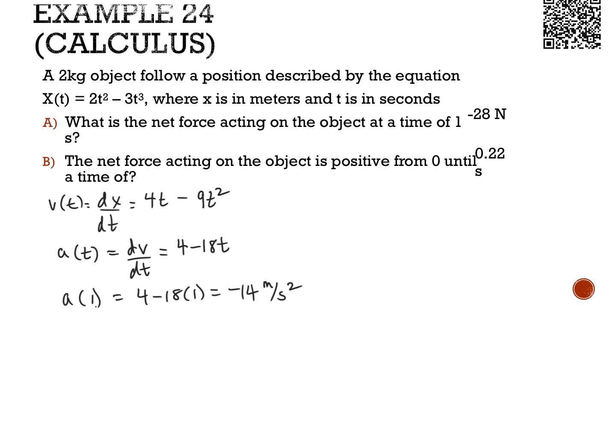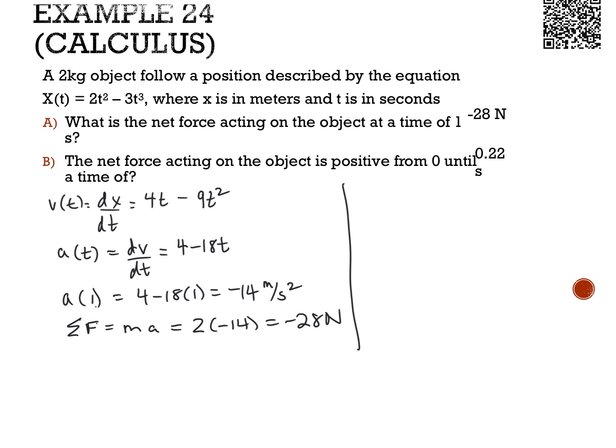So the net force acting on that at 1 second, if you've got a 2 kilogram object, is just going to be the mass times the acceleration. So you've got 2 times negative 14, which is going to be negative 28 newtons. So that's part A. Now for part B, the net force acting on the object is positive from 0 until a time of what?